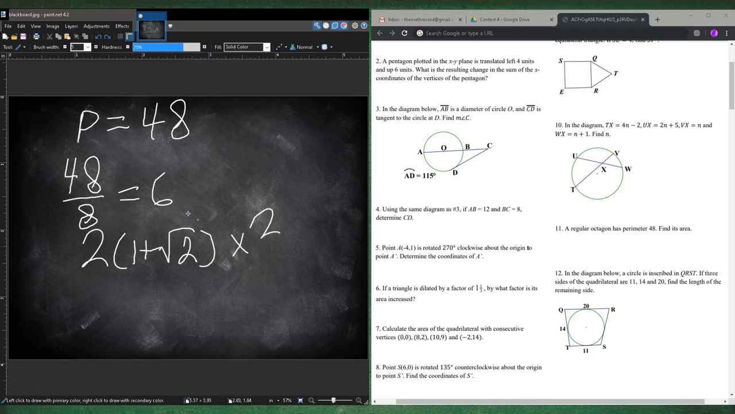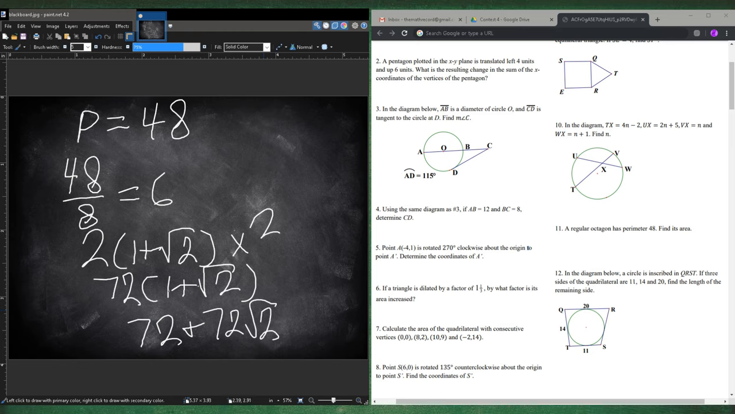proving it. So plugging 6 into the side length squared, that's 36. 36 times 2 is 72. So you get 72 times 1 plus square root 2. And then you get 72 plus 72 square root 2. So that's your area.